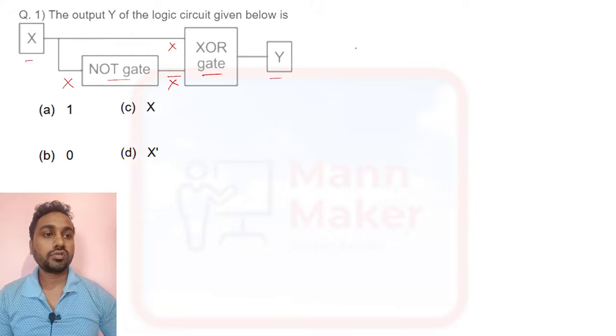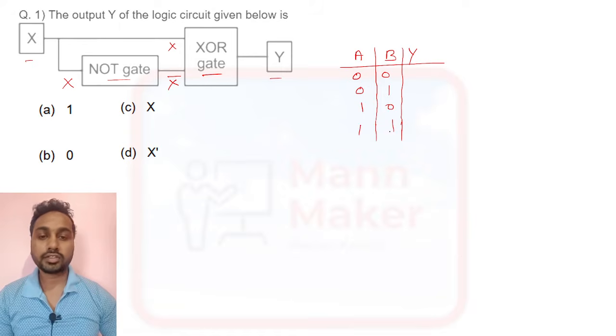This is an XOR gate. For an XOR gate, suppose we have a two-input XOR gate with inputs A, B. The combinations are 00, 01, 10, 11. We have four conditions for the XOR gate. If both inputs are the same, then the output will be 0, and if any one is high, then the output will be high. This is the truth table for the XOR gate.